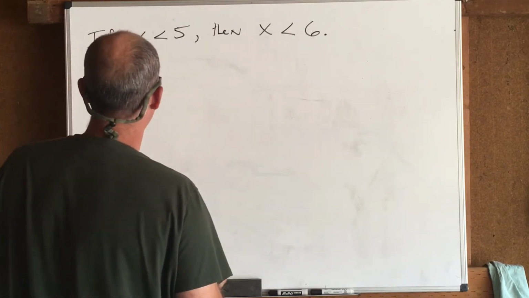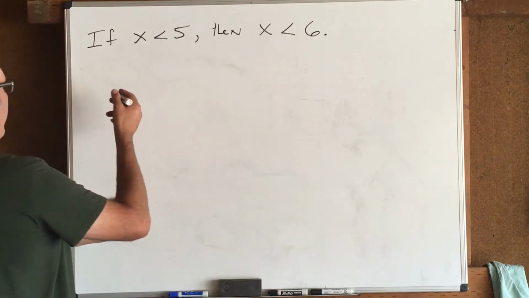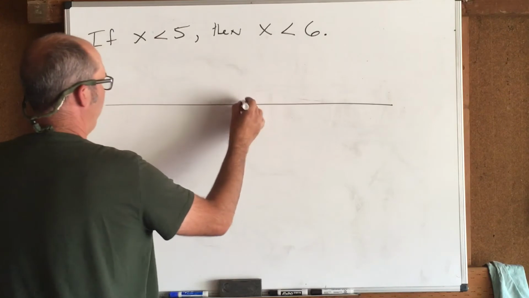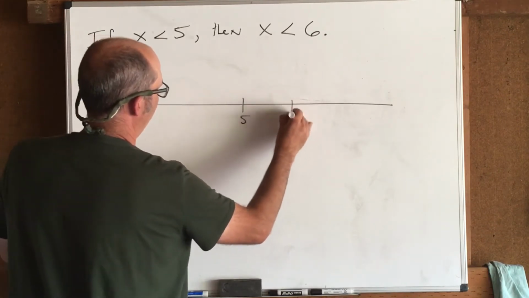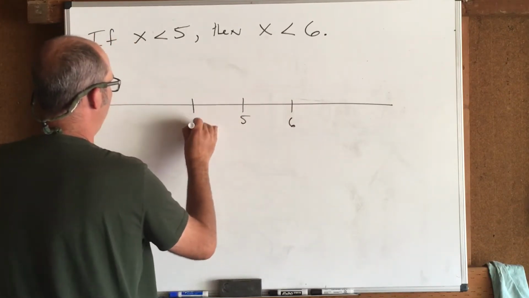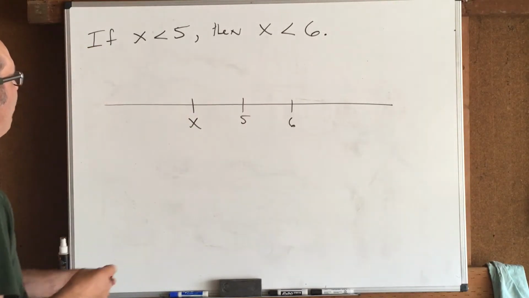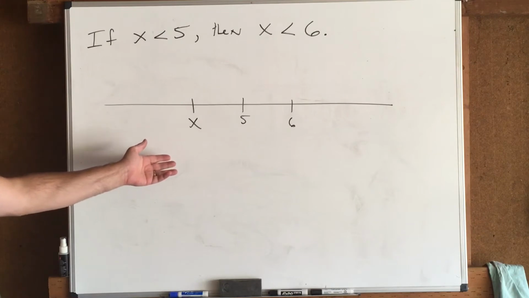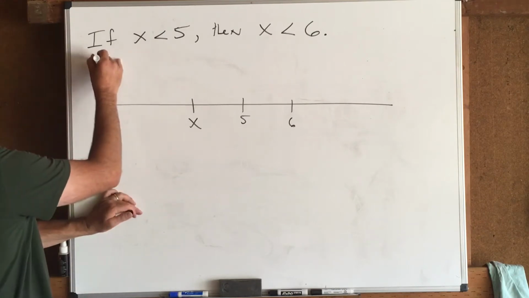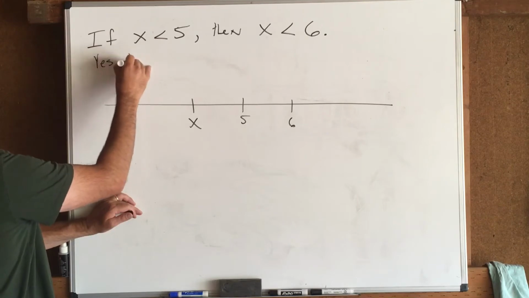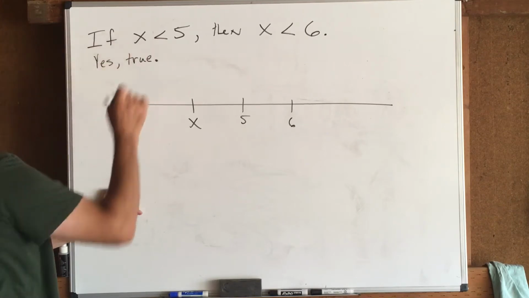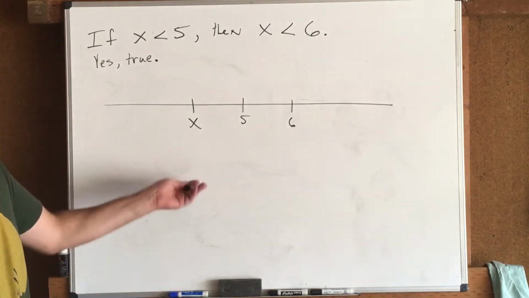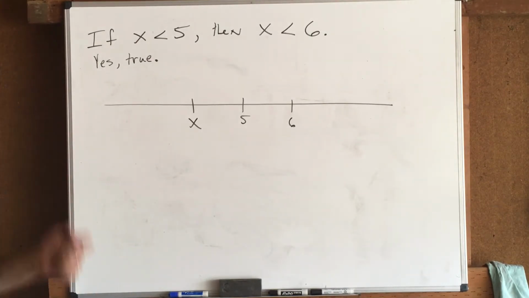Okay. Now, why is this true? You could do something like this. Just draw a number line. Say 5, 6. This is a perfectly good explanation for why or why not this is true. Say yes, true. Now, why or why not? Well, here we go. Here's a number line. The number line shows it all perfectly.